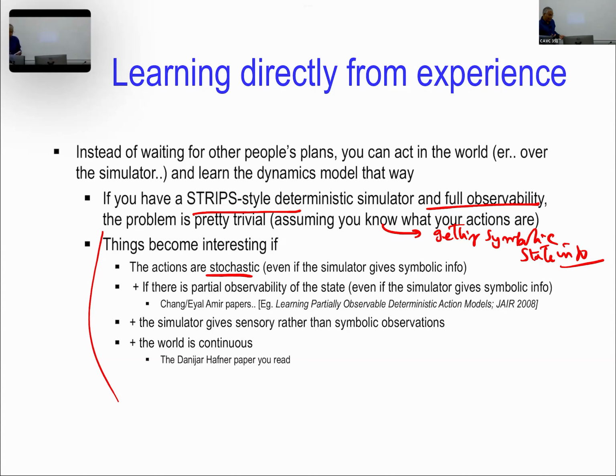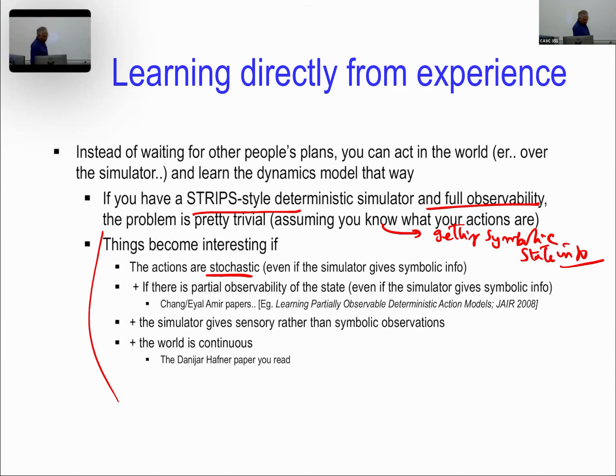And then the question would be, can I learn the PDDL model? Imagine a simulator which is actually using a PDDL domain model, and you are interacting with it. You ask, here is my state, I'm doing this action, what would the new state be? It will tell you the new state. Instead of giving you a picture of the state, it will actually give you that symbolic information. And after a bunch of interactions, you're trying to figure out what the PDDL model underlying the simulator is. That model.